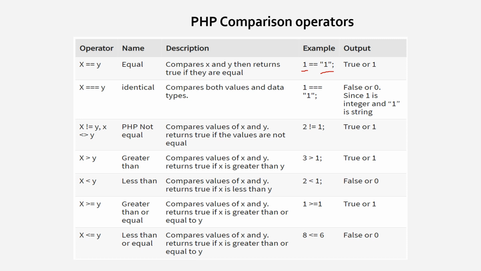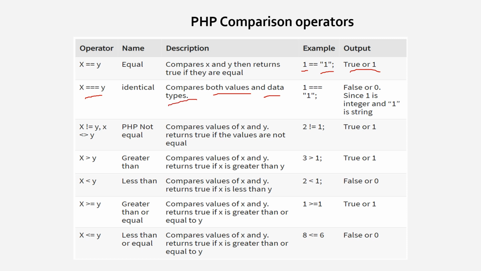Now it compares x and y, then returns true if they are equal. That is, the content of these are equal, so that will return true. But see, this is a number and this is a string, so both are not identical. For that purpose we have another operator called the identical operator, which compares both the value as well as the data type. This is the thing.